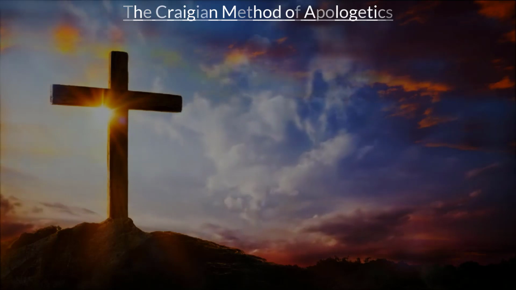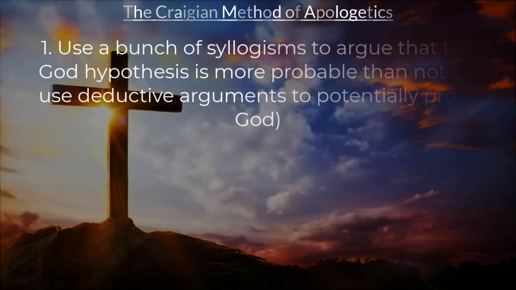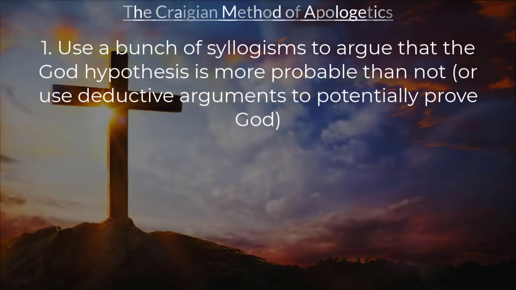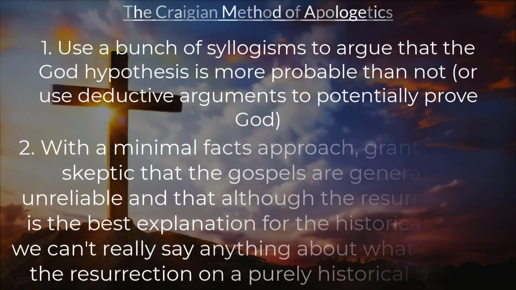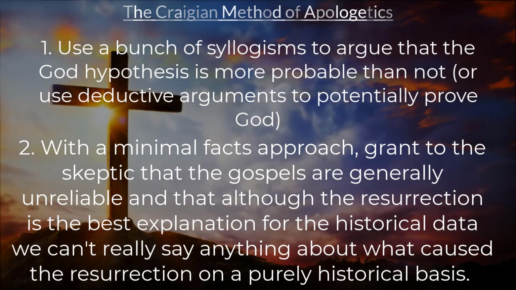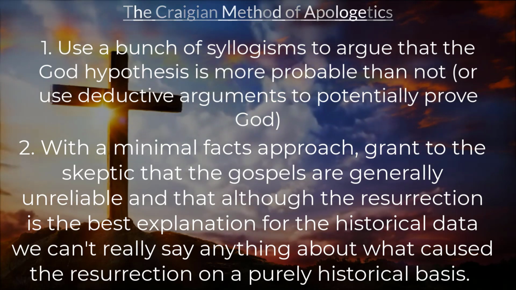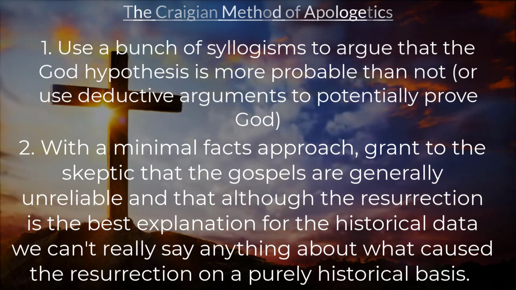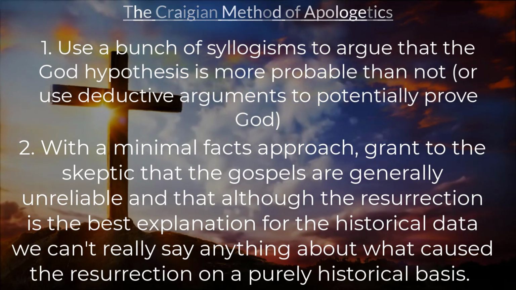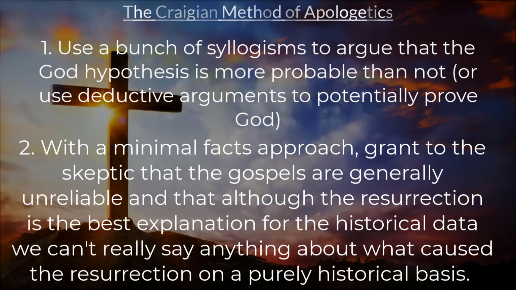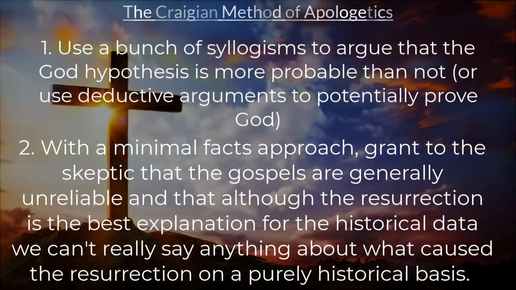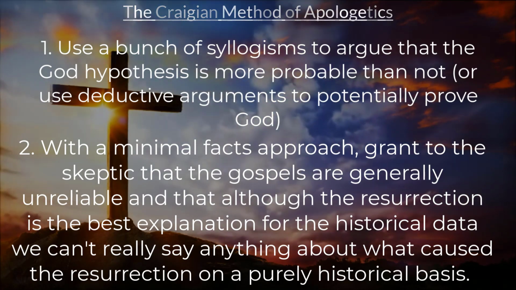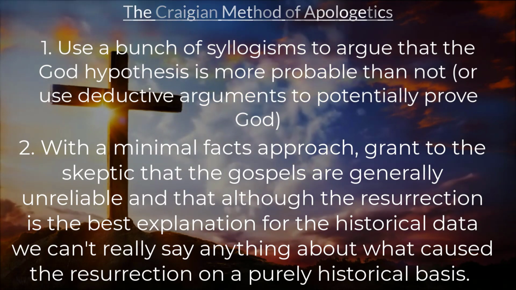So, in summary, the mainstream method of apologetics you will find employed on every popular level includes the following formula. 1. Use a bunch of syllogisms to argue that the God hypothesis is more probable than not, or use deductive arguments to potentially prove God. And number 2, with the minimal facts approach, grant to the skeptics that the Gospels are generally unreliable, and that although the resurrection is the best explanation for the historical data, we can't really say anything about what caused the resurrection on a purely historical basis. Somehow, through these two general goals, one is able to conclude that Christianity is true, given that we have a bunch of syllogisms, and that with our minimal facts on history, we can conclude that Jesus rose from the dead.